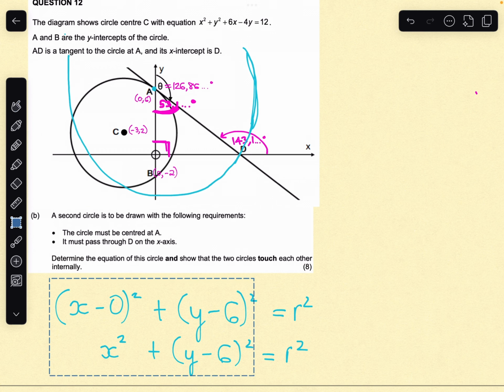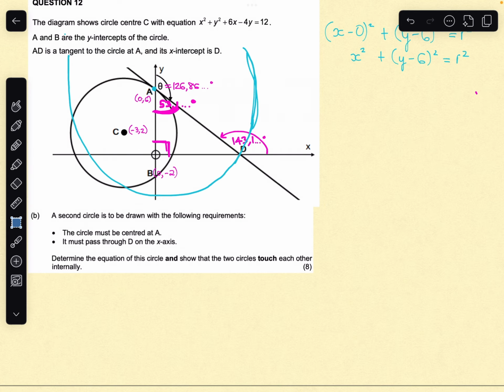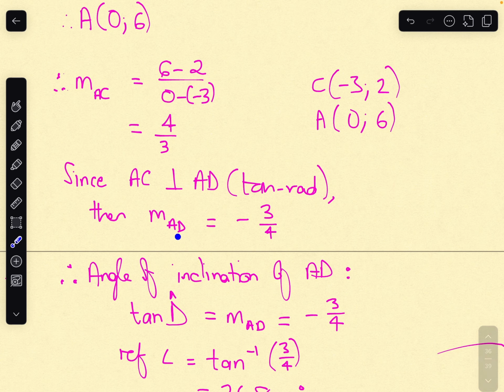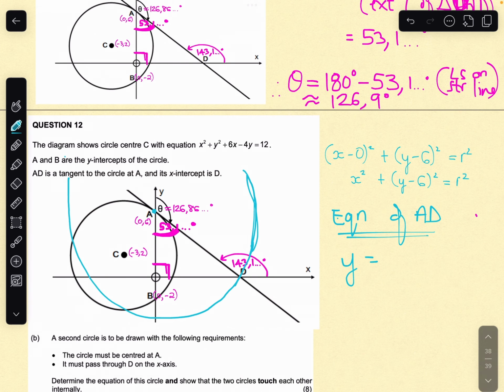So I'm going to start by moving this guy over here. So the equation of AD is y is equal to, let's just find that gradient again. The gradient of AD is negative 3 over 4. So it's going to be y is equal to negative 3 over 4 x, and the y-intercept of this line is 0, 6, so this will be plus 6.